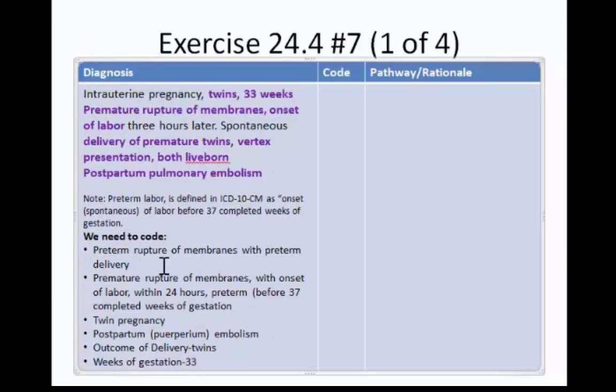So I went through and I looked at what was given to us and what we're going to need to code, and I see the preterm rupture of membranes with preterm delivery. You can have preterm rupture of membranes without delivery, so that's why you're going to say with preterm delivery. A premature rupture of membranes with onset of labor within 24 hours, because there's choices to have codes that are more than 24 hours. Twin pregnancy, postpartum, outcome of delivery were twins, and the weeks of gestation.